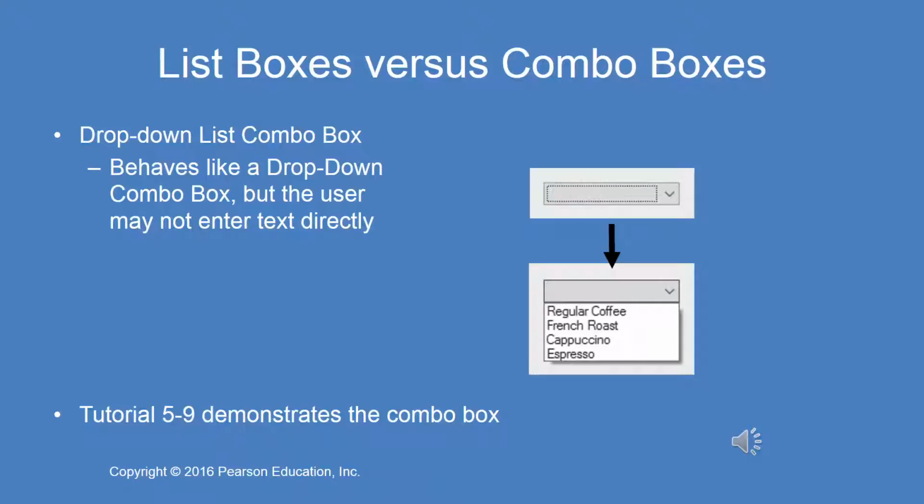Here we have a drop-down list combo box that behaves like a drop-down combo box, but the user may not enter text directly. It only allows the user to select items from the collection of items that you entered during design time. And once again, tutorial 5-9 demonstrates the combo box. I put a video of my version of 5-9 running, so please take a look.